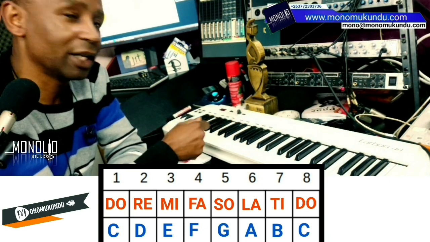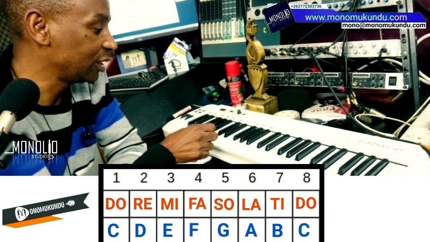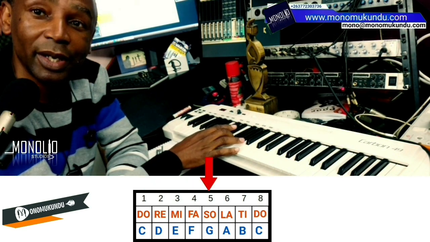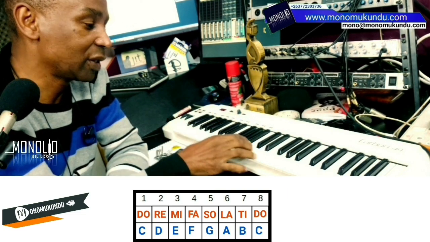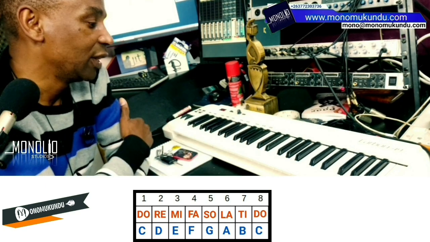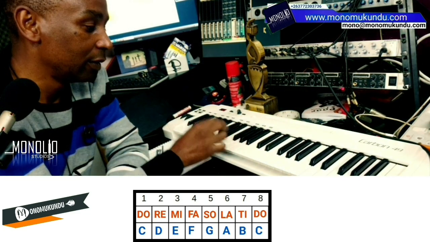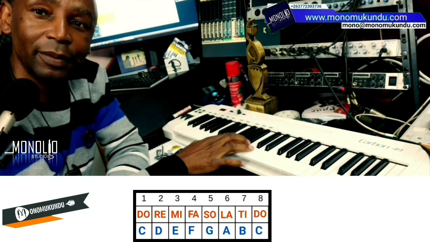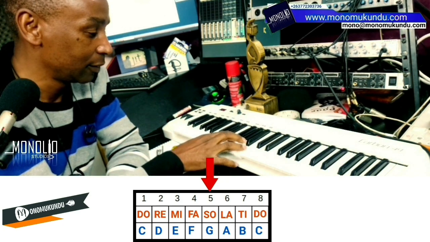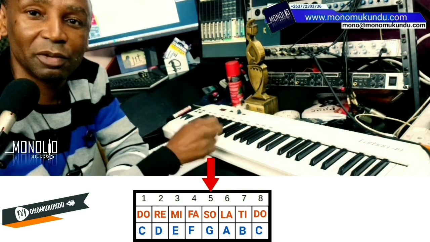If somebody says, I want 1, 4, 1, 5 in the key of C, what it means is C, F, C, and G. Which means if you are playing chords, it will sound like C, F, C, and G. Then if somebody says, I want 6 and 5 only, it means in the key of C, 6 is A, which is A minor, and 5 is G.